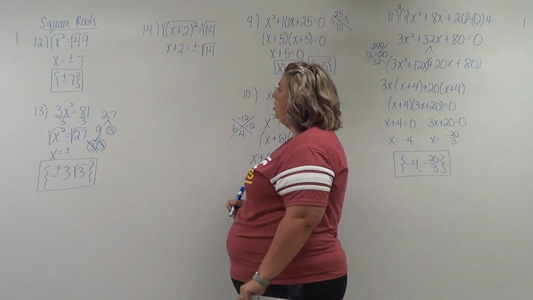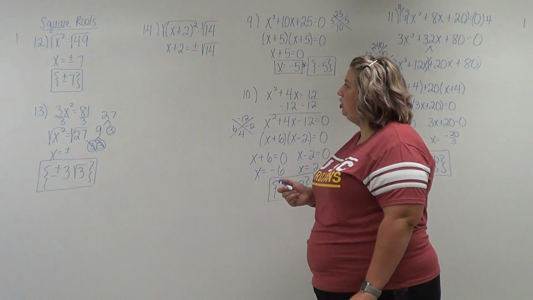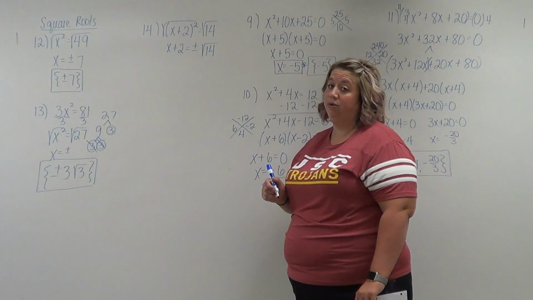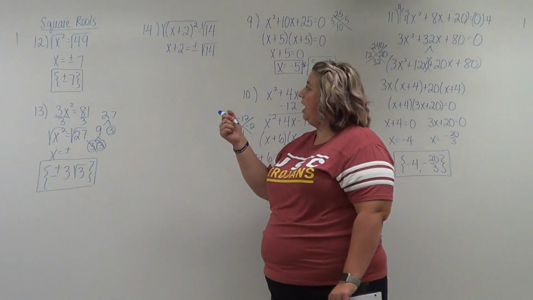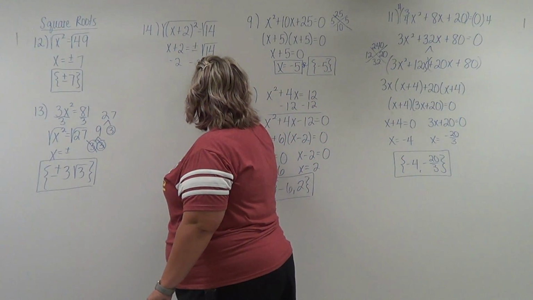Square root of 14. Okay, square root of 14 is not perfect. It does break into 2 and 7, but there's nothing that's the same. So I can't break that down. So then now what I do is get x by itself. So I'm going to subtract 2.